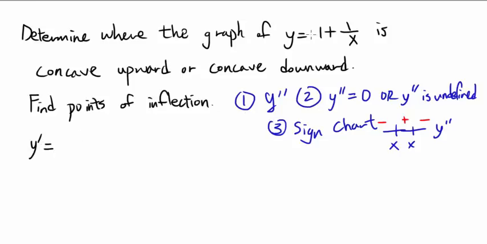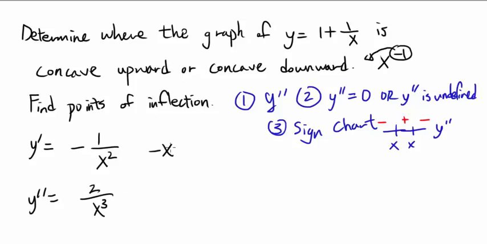Y prime, in this case, y equals 1 plus 1 over x, is going to be negative 1 over x squared, because x to the negative first, if you take the derivative of it, is going to be negative 1 times x to the negative 2. Y double prime is going to be 2 over x cubed, because that's negative x to the negative second power. Negative 2 times negative 1 is 2 over x cubed.